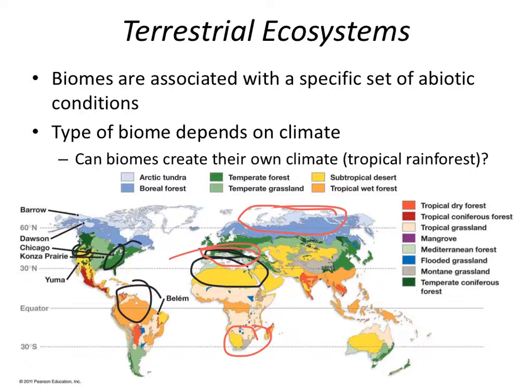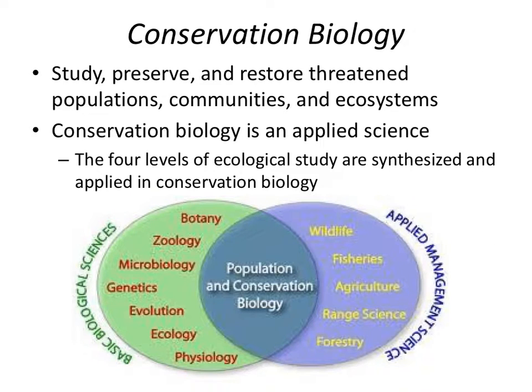Some ecosystems create their own conditions. A tropical rainforest actually controls, in many respects, the amount of rainfall there is. Because it's warm and there's so much water being evaporated away from the plants, they create clouds, dense clouds, that then cause big downpours.